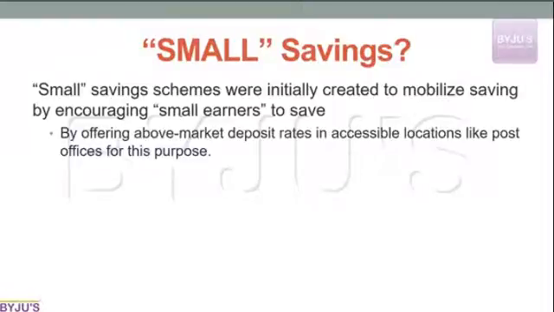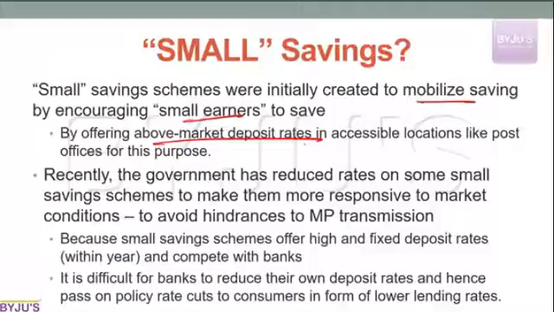So first of all, small savings. Are these really small savings? Originally the government created these small saving schemes. When I say small, I am putting it in quotation marks. We wanted to mobilize small earners and help them save. So we put in a lot of small saving schemes and gave an above-market deposit rate. If a normal savings deposit is only getting 6%, a small savings deposit will give 10%. We also made it accessible across the country through the post office, etc. This is the original idea behind small saving schemes.